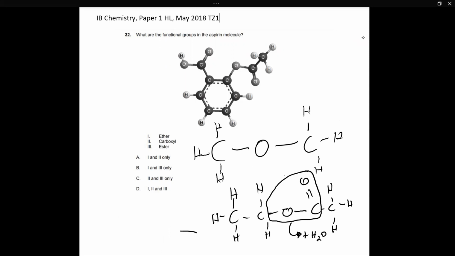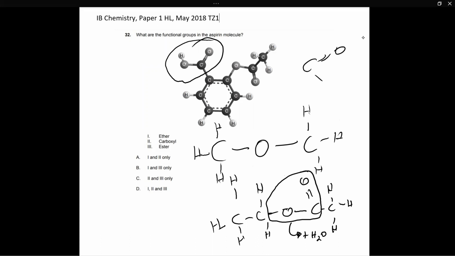Now let's identify what functional groups are present in this aspirin molecule over here. So, just off the bat, we can see clearly that there is a carboxyl functional group. We see it, right? We see it over here. There's a C which is double bonded to an oxygen, and then the C where there's a hydroxyl group attached to the carbon. So carboxyl group is there. We can eliminate B because that doesn't include carboxyl.